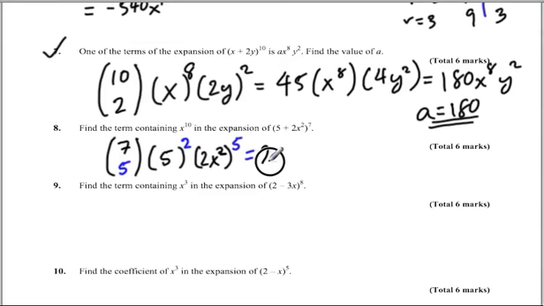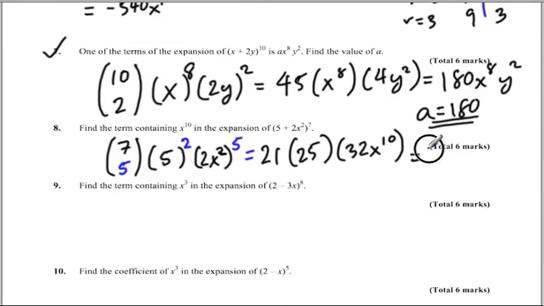So this is 21. 5 squared is 25, so that's times 25. And 2 to the power of 5, I believe that's 32. Yes, that is 32. It's times 32 times x to the power of 10, right? So now we just have to multiply these three terms together. So that's 21 times 25 times 32, which is equal to 16,800 x to the power of 10. And we're done. So the term containing that is 16,800 x to the power of 10. So we're good for number 8.